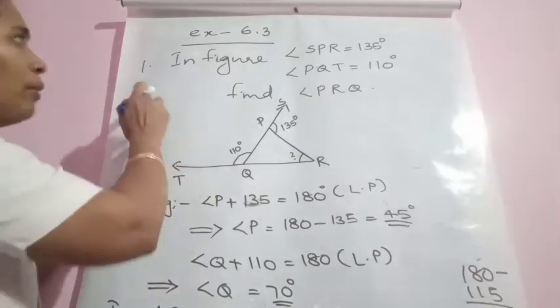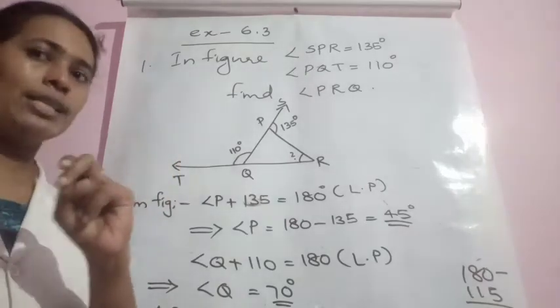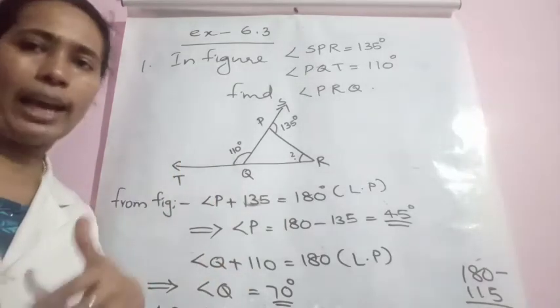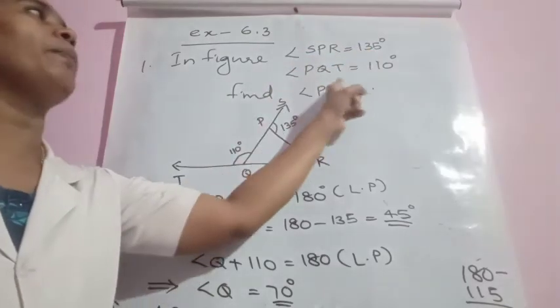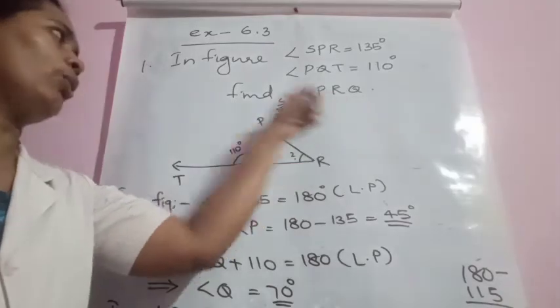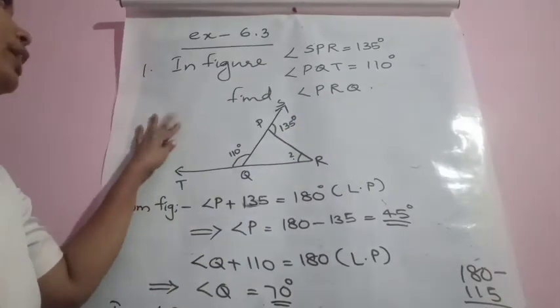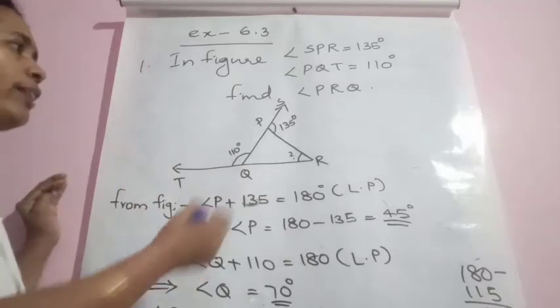Question number 1. In the figure, two of the angles are given to us. We need to find the other one. See, angle SPR is 135 degree, angle PQT is 110 degree. The question is to find angle PRQ, and the figure is already given in your textbook. We needn't do anything, everything is given. Look at the figure.